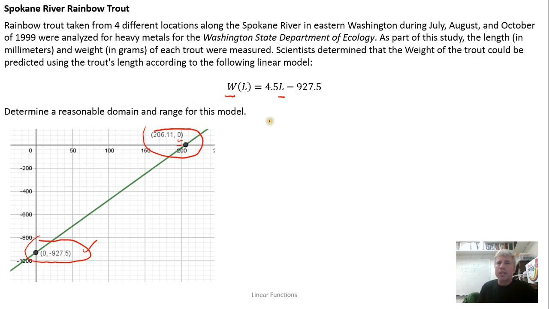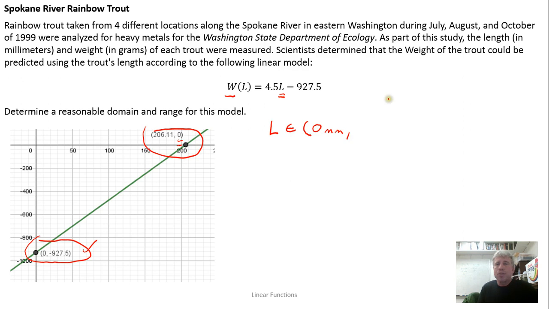So one thing that we could do is we could say, hey, let's think about length, and length is going to be our domain because that's our input variable. And we could say, what would be a reasonable interval for length to run from? Well, we could start at this intercept. We could say, hey, we're going to start with the length of 0, but we know we can't have a 0 millimeter trout. So we're going to do an open interval instead of closed and say, let's run from 0 up to some max value.